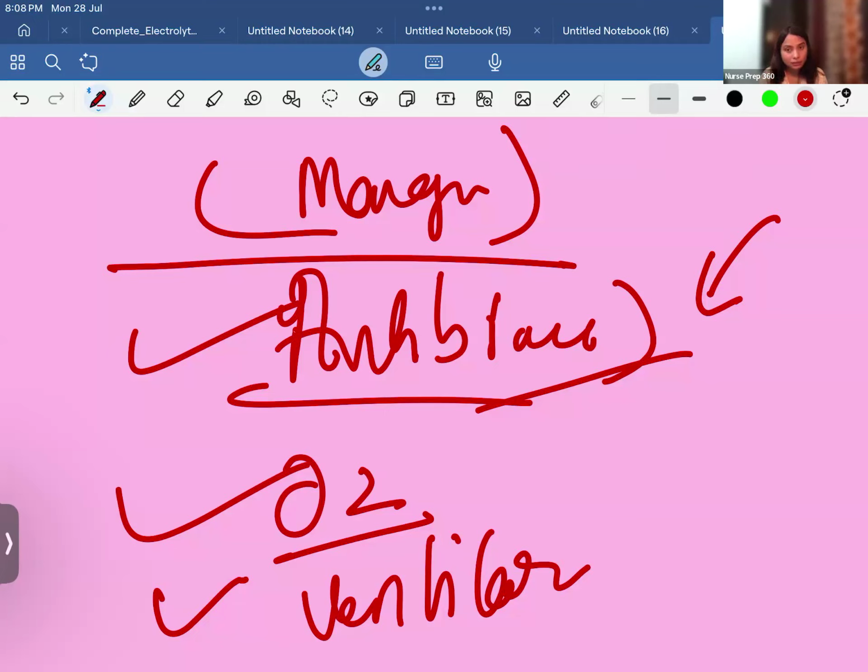Understood? Antibiotic is given every time because pneumonia is caused due to infection. Understood? The cause of pneumonia, exactly what happens in pneumonia.